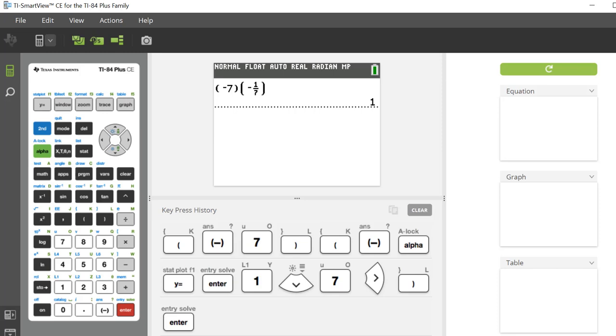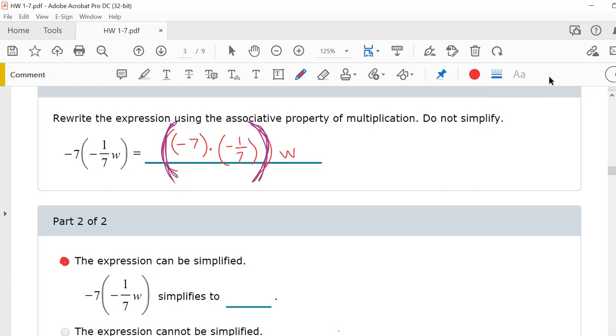All right, so that does simplify to 1 times W. 1's the number in the parentheses, right? Or we can just write that as 1W. Or we could just write it as W, because 1 times W is just W.